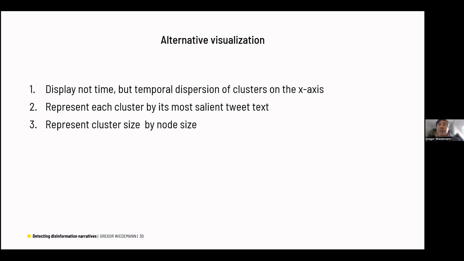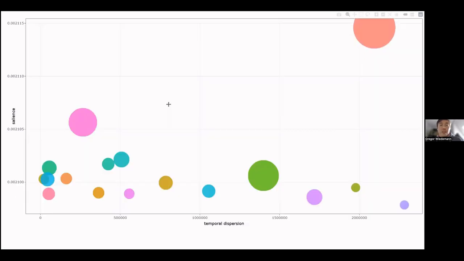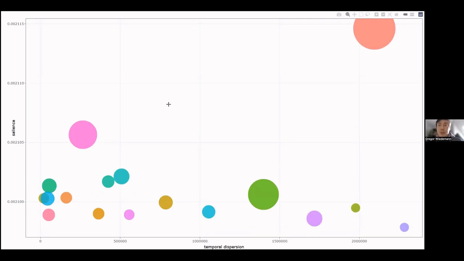So we alternatively visualize this plot by not displaying time on the x-axis, but temporal dispersion. And we represent each cluster by its most salient tweet, and we represent cluster size by node size. This gives us the opportunity to have this kind of graph where we can see that the higher on the y-axis, the more salient a cluster or a tweet is, and the further right on the x-axis, the more dispersed it is over time.